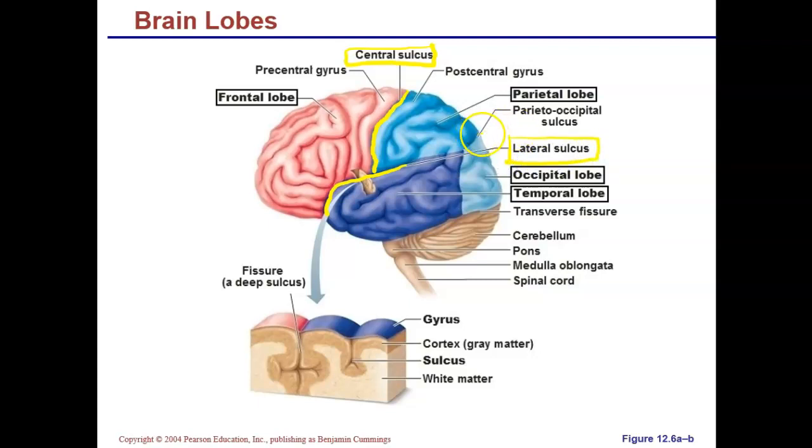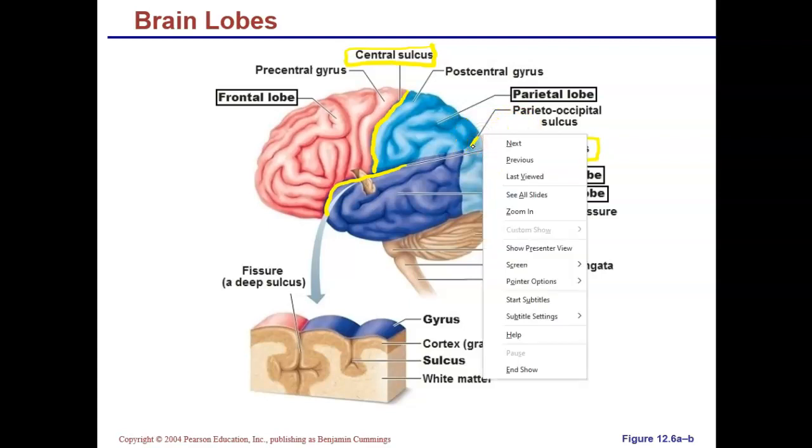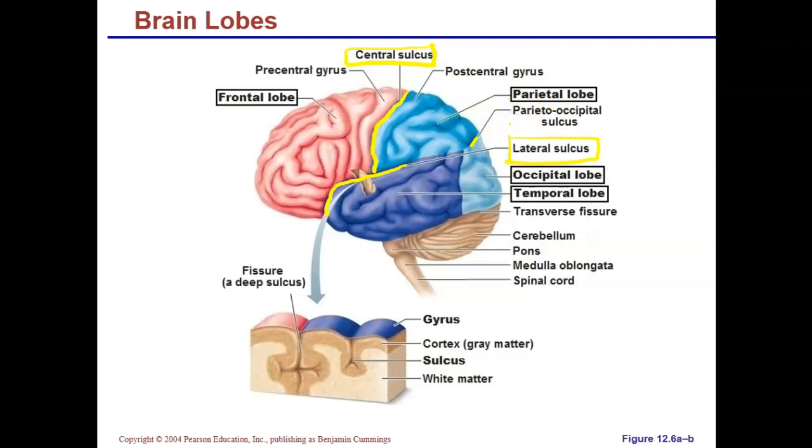And then there's another one over here called the parietal occipital sulcus. This one is a little bit harder to see. If you split the brain in half sagittally, it's easier to see. This is called the parietal occipital sulcus because it separates the parietal lobe from the occipital lobe. So do remember these. Do remember the lobes.